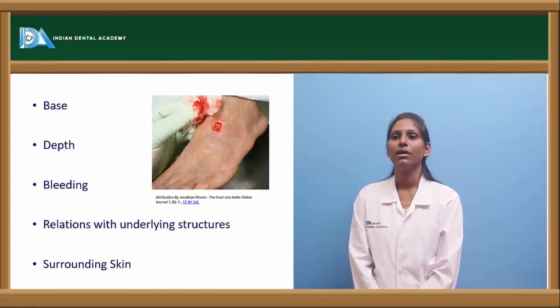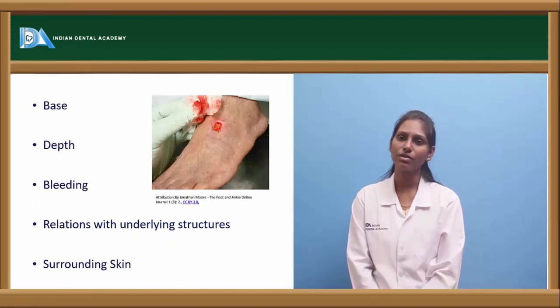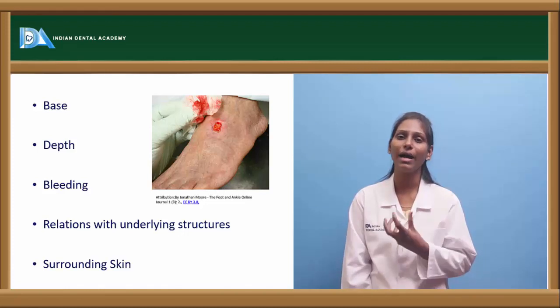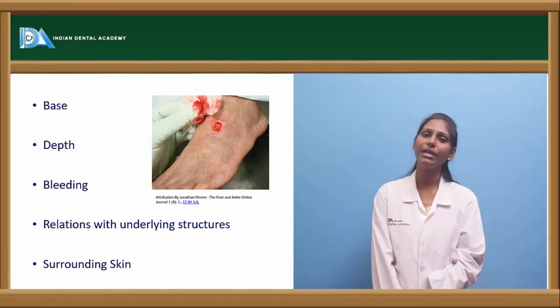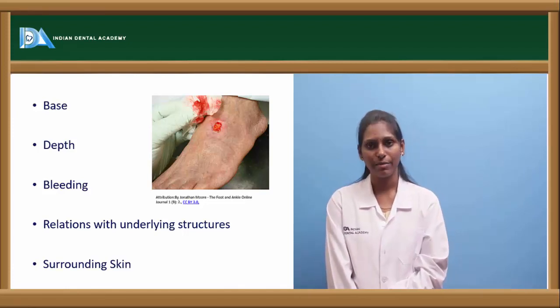Next, induration. Induration is again a pathognomonic feature of squamous cell carcinomas, where the adjacent base and margin is hard in consistency, it is fibrotic. However, in chronic long-standing traumatic ulcers also we can see indurated margins.